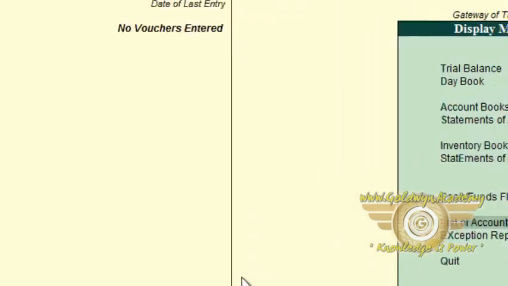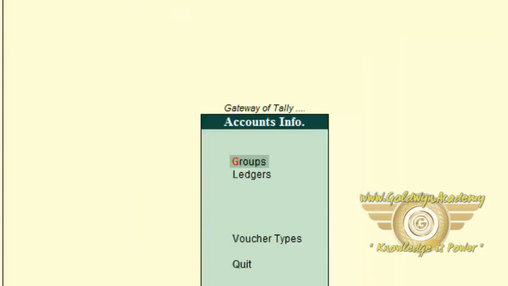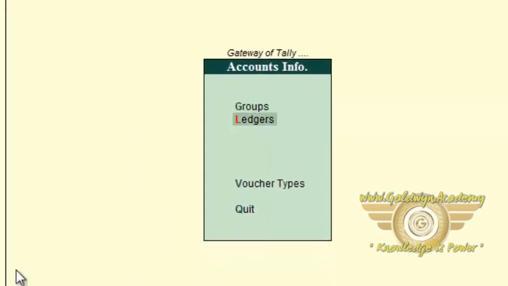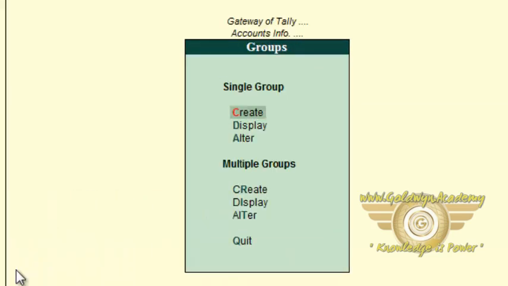Now press Escape to go back to the Display menu. Again, go to Account Info. After going to Account Info, you can see Groups and Ledgers options. Now enter the Groups option. Using this menu, you can create a group. Now to create a group, enter the Create option.